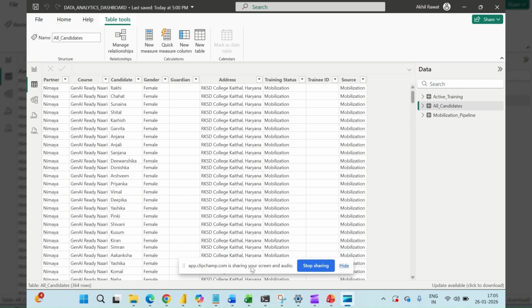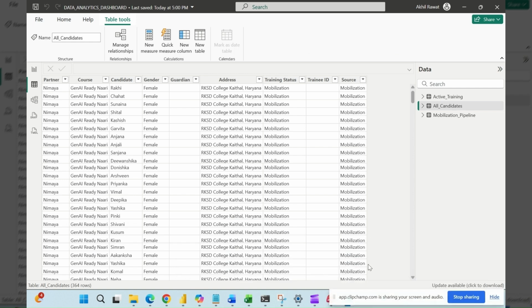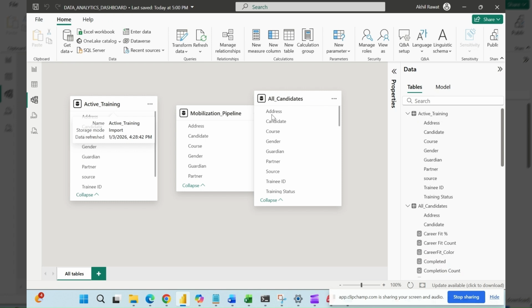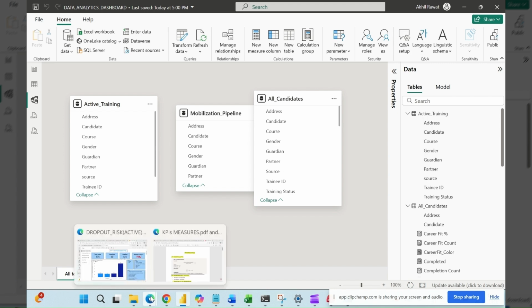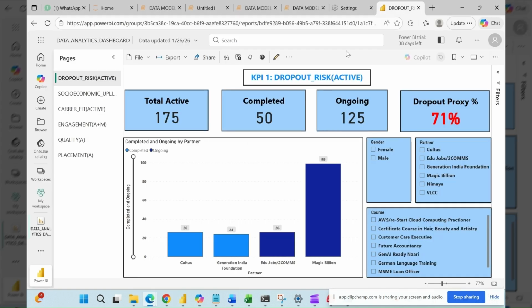Before moving to the production part, I mean the report part, I want to tell you why I made this all candidate consolidated table. We want to build a relation between the active training table and the mobilization pipeline table, so that we can have everything consolidated in one table and generate different KPIs. So let's move to the KPIs. I will show the KPIs in the online viewing part, because I have already pushed these reports to the Power BI server, so the URL has been generated and can easily be tagged with the website.